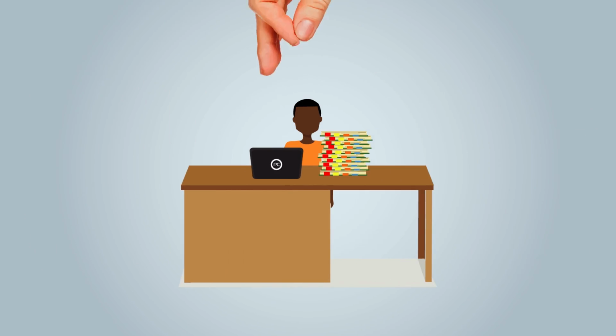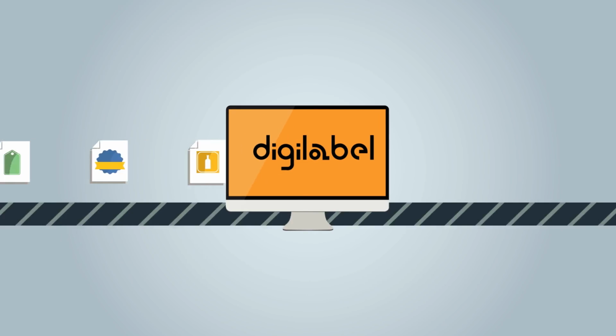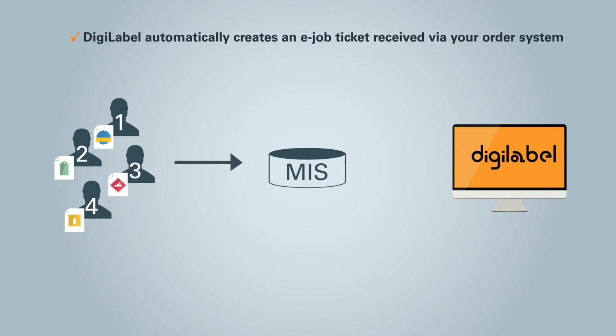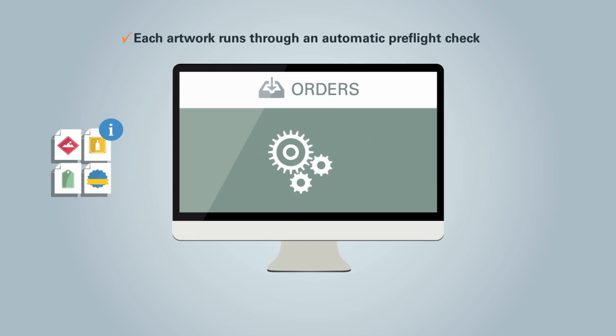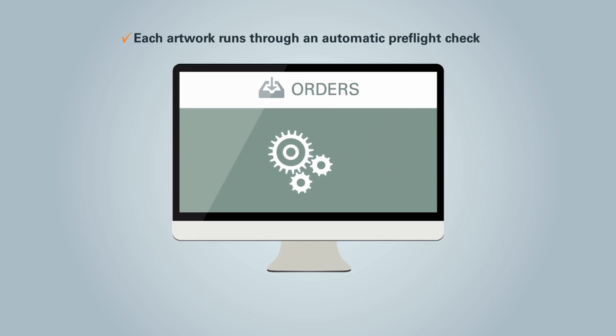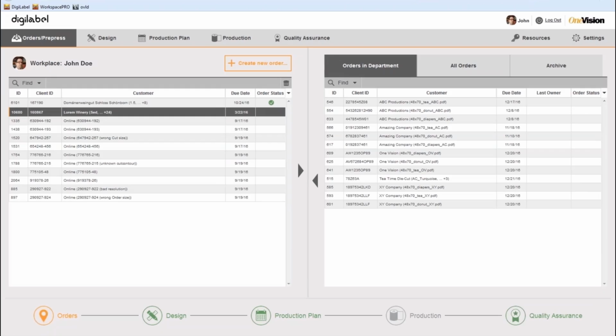And that's why we've developed DigiLabel. DigiLabel is a software that takes over the assembly line work for you. It automatically creates an e-job docket received via your order system. Before proceeding with a job, each label artwork runs through a pre-flight check automatically in the background.